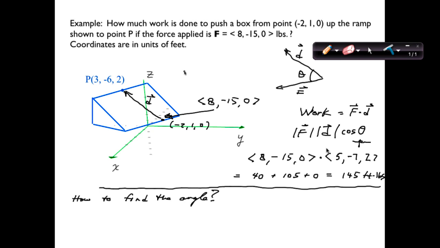Tell me your name at the board. Philip. Do you know how you find the angle? Look, we've got the dot product as 145, right? We're trying to find the angle. So what does 145 equal? Would you divide the magnitudes and then take the inverse?